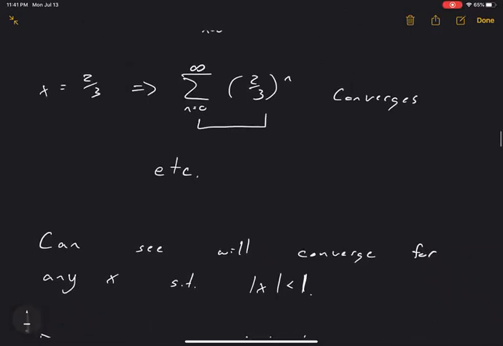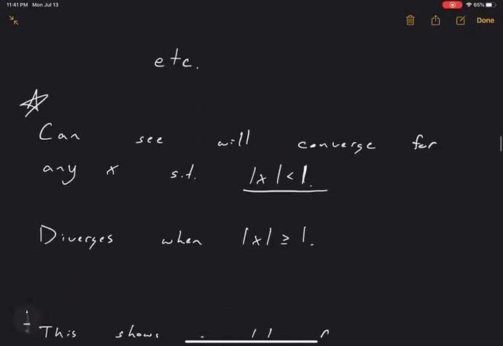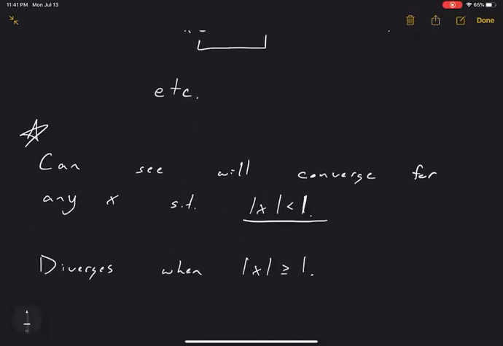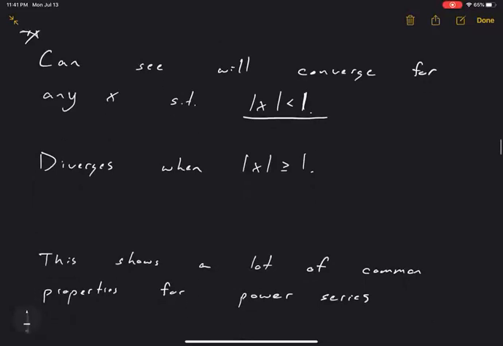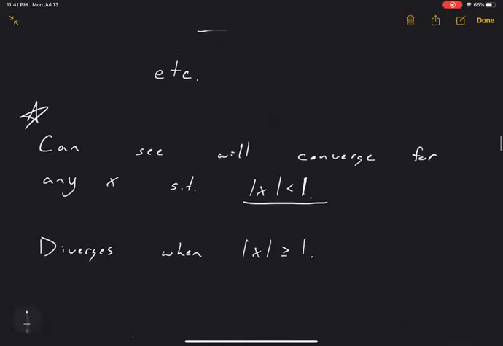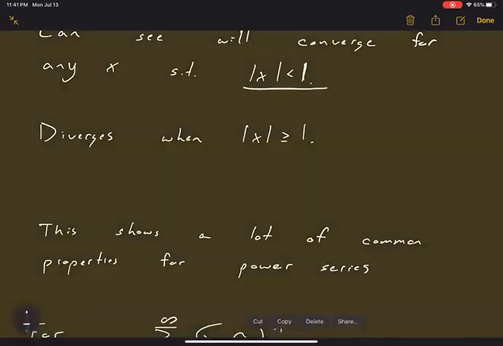And in fact, we can see our power series is going to converge whenever the absolute value of x is less than 1, right? So I can pick any value of x such that its absolute value is less than 1, and my series is going to converge. And on the other hand, my series is going to diverge when the absolute value of x is greater than or equal to 1. Okay? So let's just dissect this a little bit before we move on to this text here.